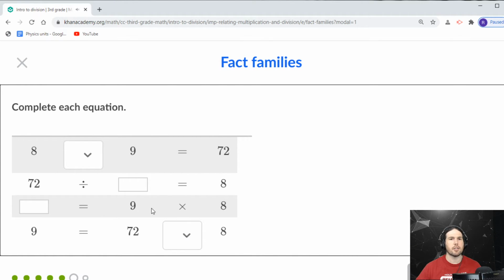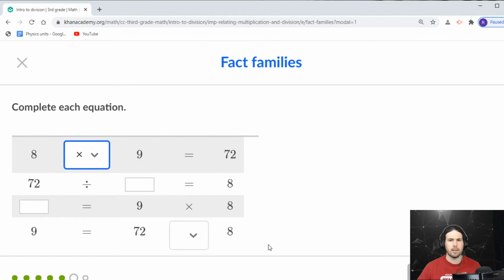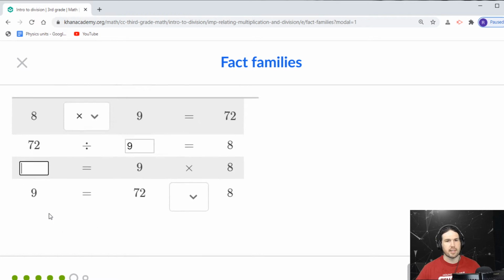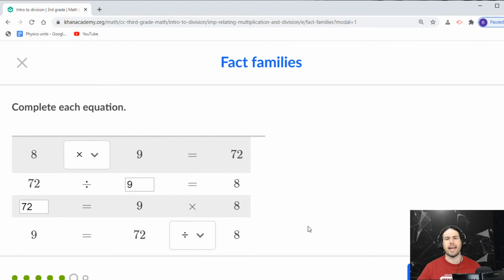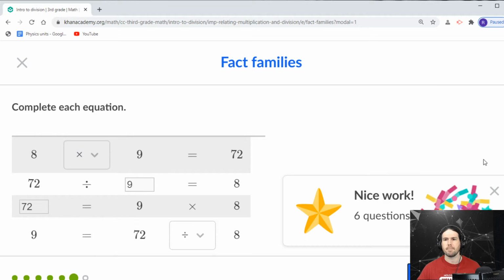Let's see. Complete each equation. 8 times 9 is 72, which is the same thing as saying that 72 divided by 9 is 8, which is the same thing as saying that 72 equals 9 times 8, which is once again the same thing as saying 72 divided by 8 is 9.